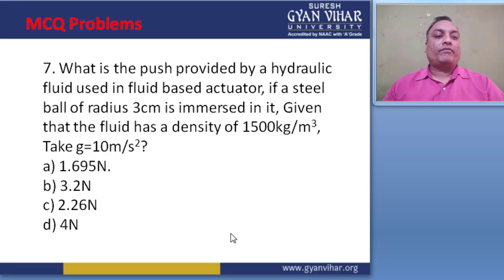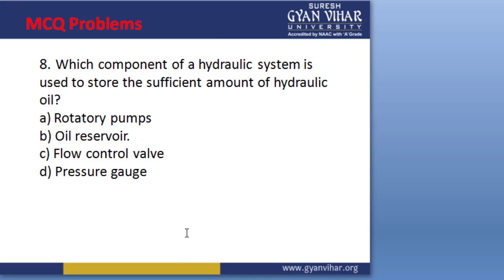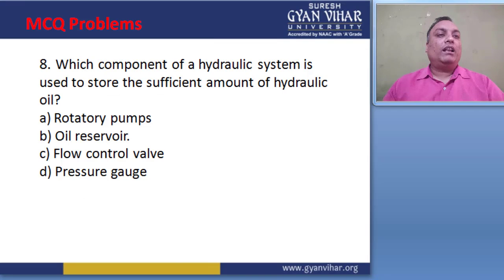And then move to the next question, question number 8. Which component of a hydraulic system is used to store a sufficient amount of hydraulic oil? The options are rotary pumps, oil pressure, flow control valves, and pressure gauge. So the correct answer is here. Oil pressure is the one way to store the hydraulic oil. Next question is here.